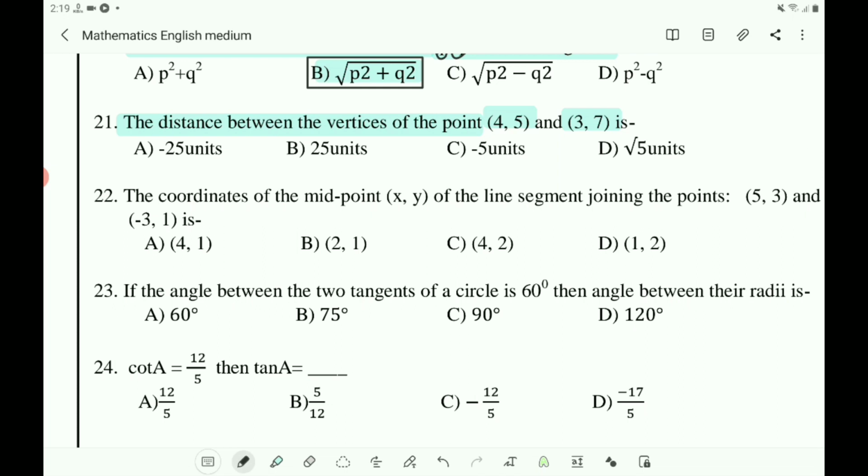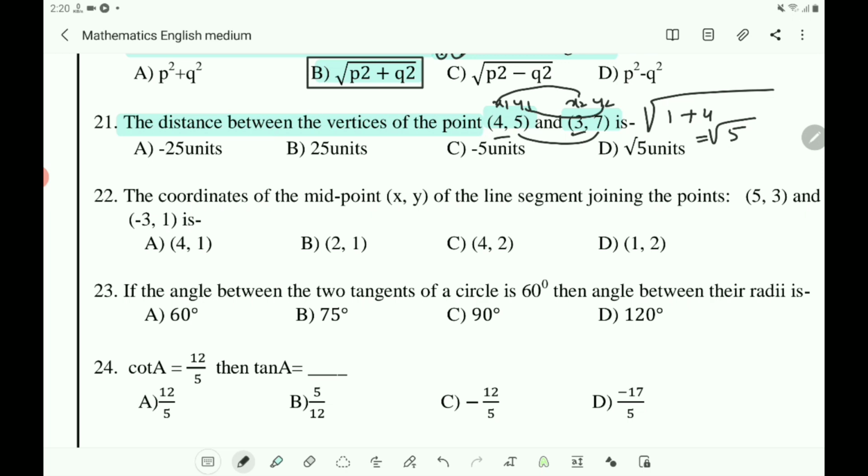Here, use the distance formula. These are x1, y1. These are x2, y2. You know the distance formula: x2 minus x1 whole square plus y2 minus y1 whole square. x2 minus x1 is 3 minus 4, which is minus 1. Minus 1 square is 1. Plus y2 minus y1 whole square: 7 minus 5 is 2. 2 square is 4. Then you will get root 5.